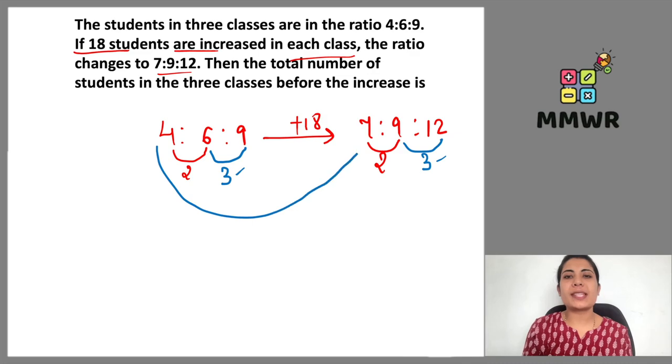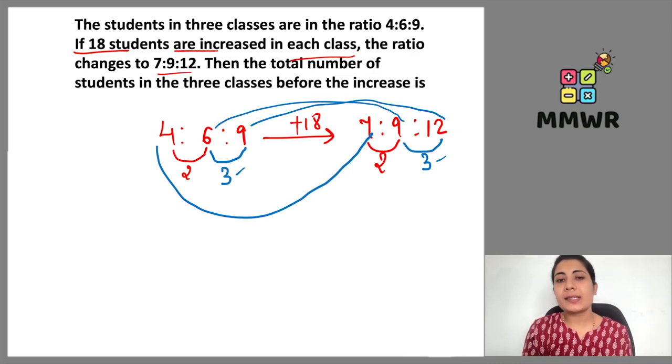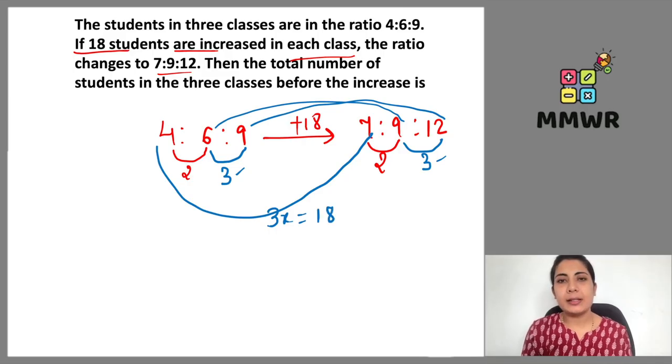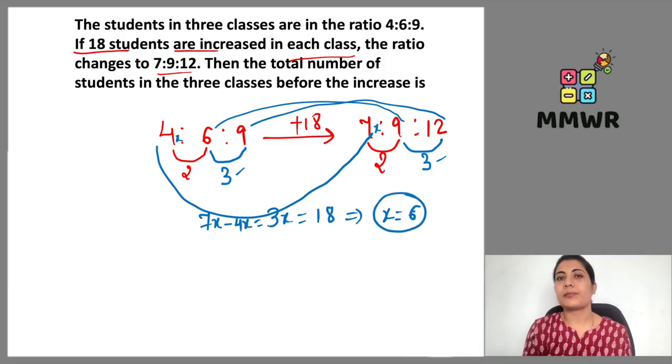Now 4 to 7, 6 to 9 and 9 to 12. It has changed by 3 steps. 4 to 7, the difference is 3. So 3x is equal to 18. I can write it as 7x minus 4x. Here I am writing x. So this gives me the value for x, which is 6. Okay, 3 sixes are 18.